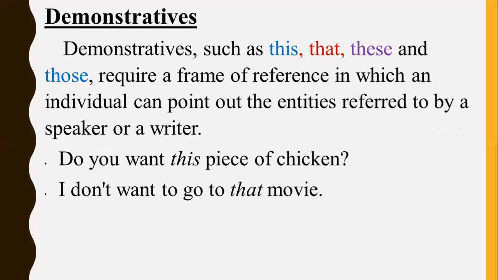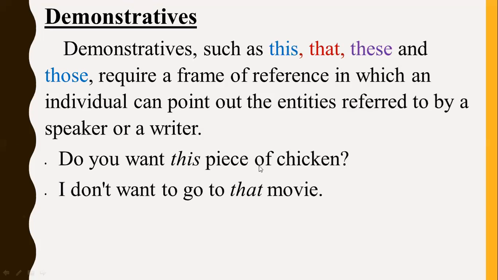Now let's move to the next one. I have demonstratives. Demonstratives such as this, that, these, and those require a frame of reference in which an individual can point out the entities referred to by a speaker. So these are the examples: this, that, these, and those. I have two examples on the board, that is contextual usage.